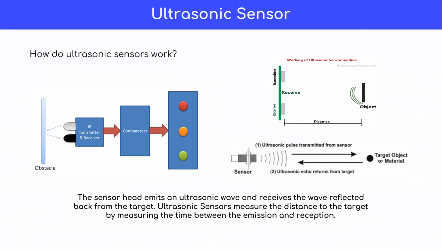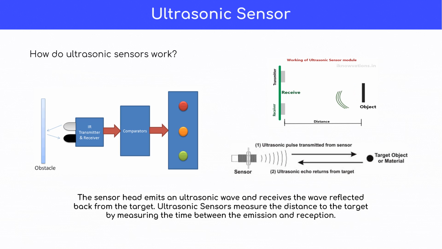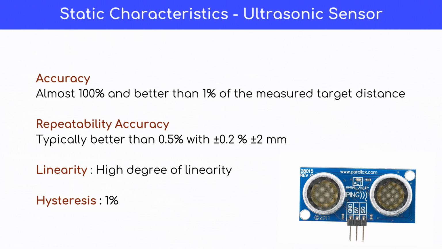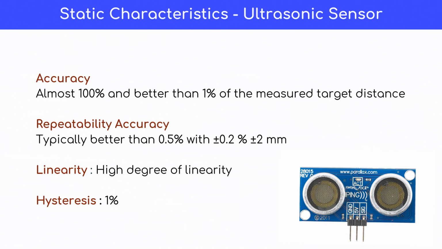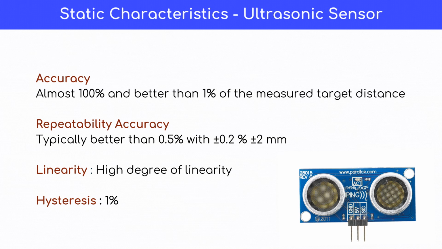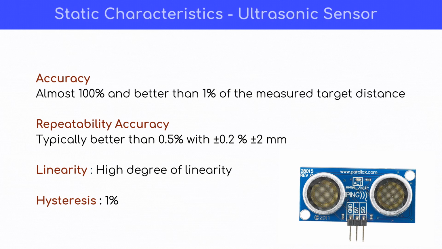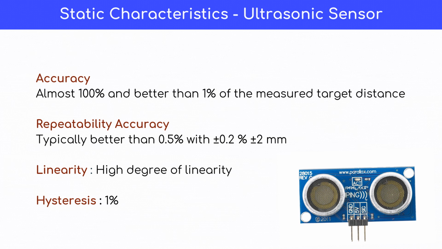The outputs can be an analog voltage or current signal proportional to the measured distance, switches or relay contact closures that open or close at specific distance, and distance data transmitted as serial data communications. For the static characteristics of the ultrasonic sensor, the accuracy can reach almost 100% and better than 1% of the measured target distance. For repeatability accuracy, this sensor is typically better than 0.5% with plus-minus 0.2%, plus-minus 2 mm. It also has a high degree of linearity with hysteresis of 1%.